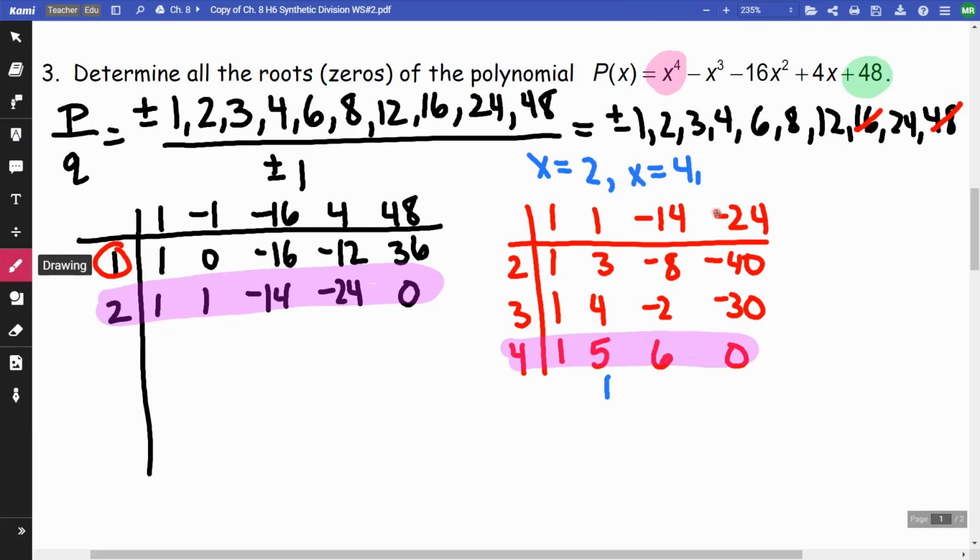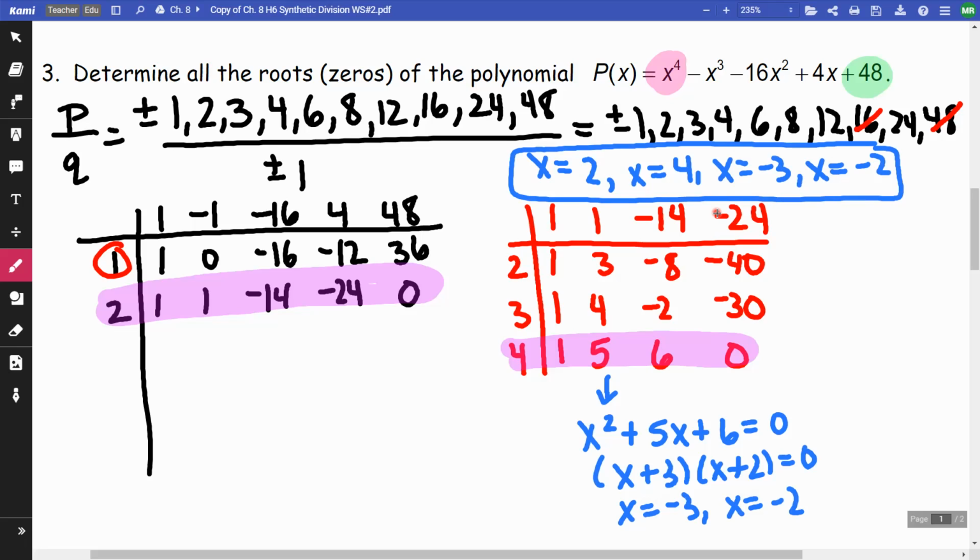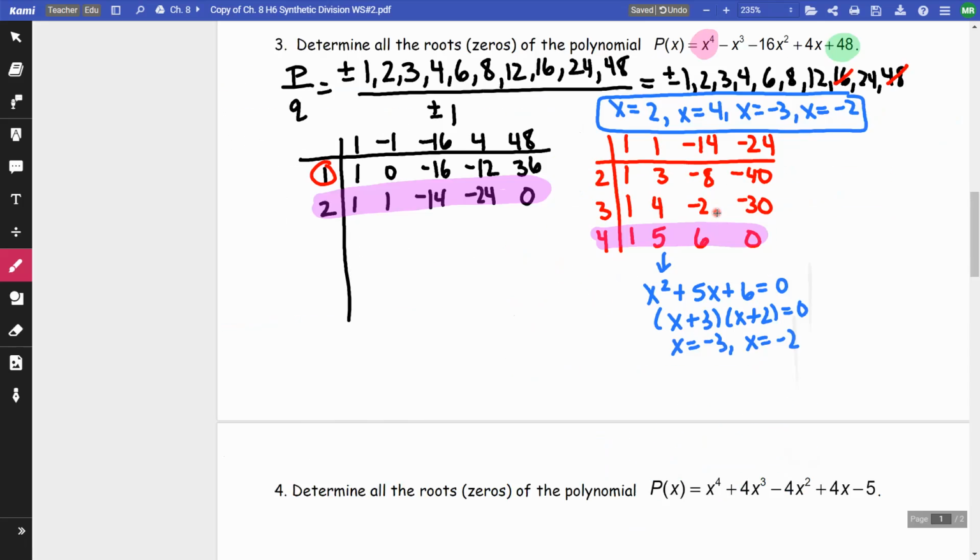And now this is going to be a degree 2, x squared plus 5x plus 6 equals 0. Factor that, I get an x plus 3, x plus 2 equals 0. So I get a negative 3 and a negative 2. So x equal negative 3 and x equal negative 2. And those are our 4 solutions. Number 4.